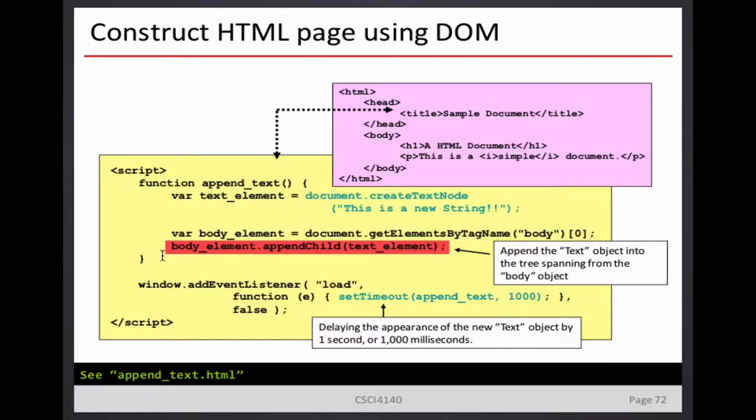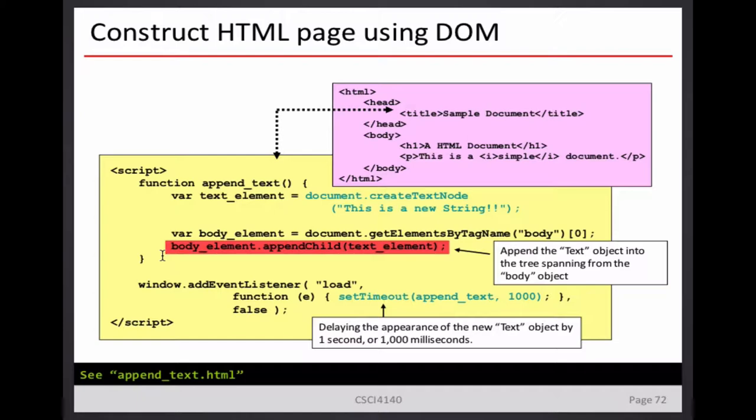And what is it about? Take a look at this function. It is very simple. I use document.createTextNode to create a text node, simple text. And then I use one statement called document.getElementsByTagName. If you know jQuery, you can use a dollar sign and do something equivalent, but I don't talk about jQuery yet.